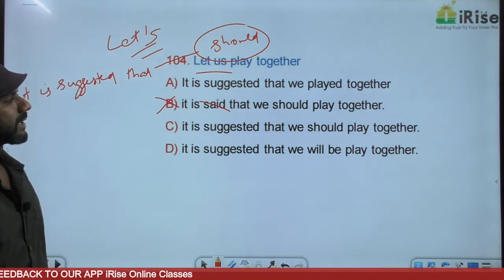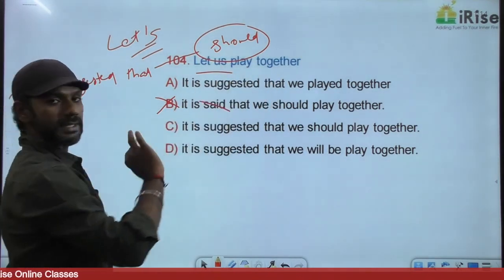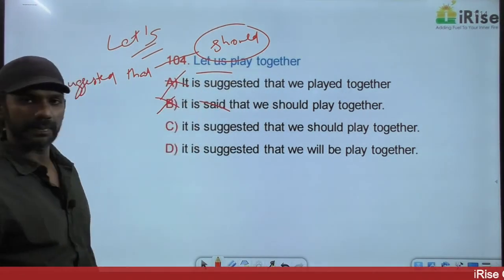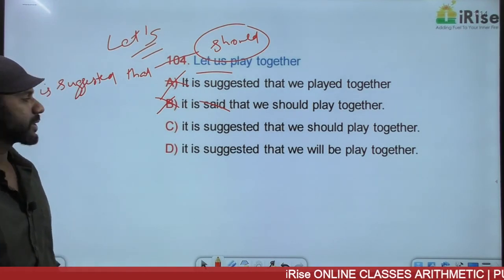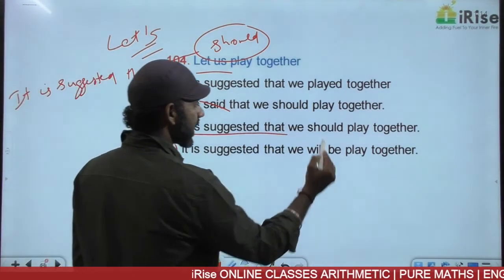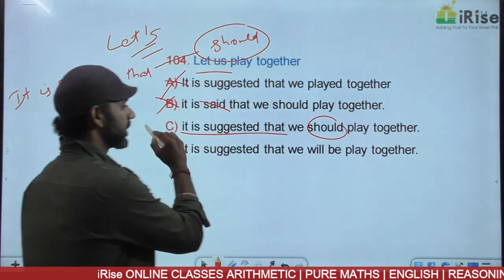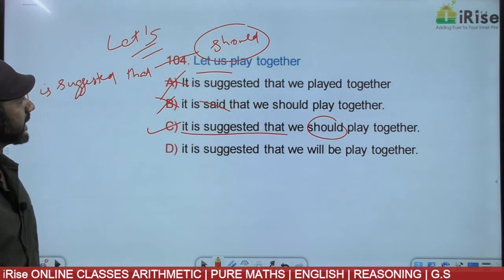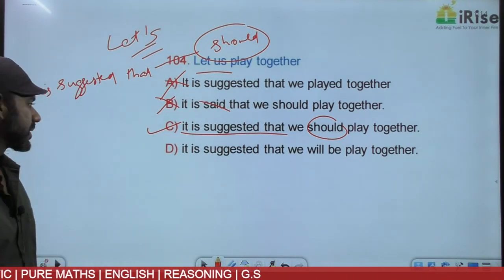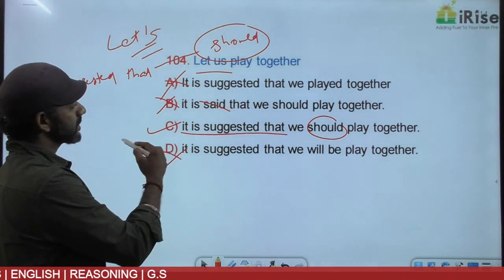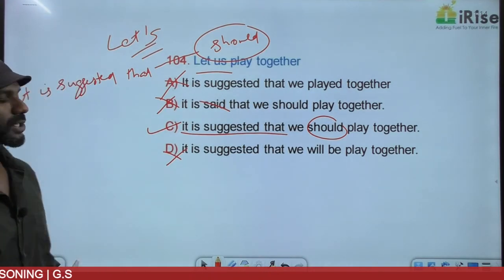Come to option A. It is suggested that we play together. Should is not here in option A. Option A is gone. Come to C. It is suggested that we should play together. It is suggested that followed by should must be considered. Come to D. It is suggested that we will play together. Should is not there, eliminated. The answer must be option C. It is suggested that we should play together.